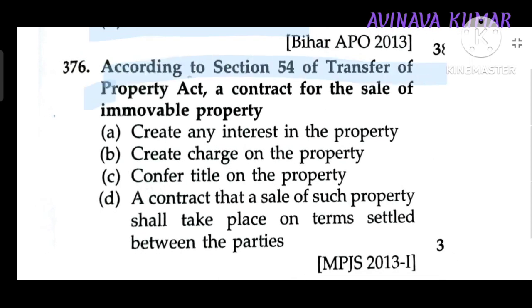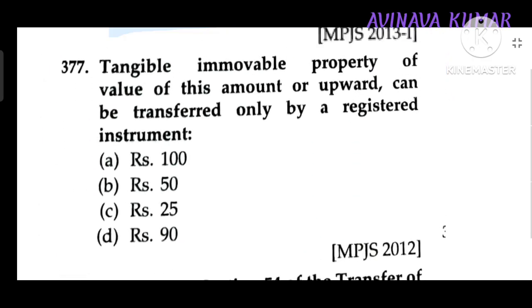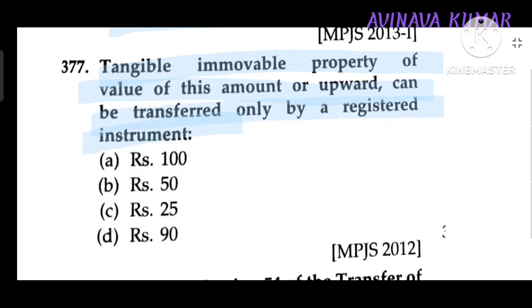According to Section 54 of the Transfer of Property Act, a contract for sale of immovable property is a contract that sale of such property shall take place on terms settled between the parties. Tangible immovable property of the value of 100 rupees or upward can be transferred only by registered instrument.